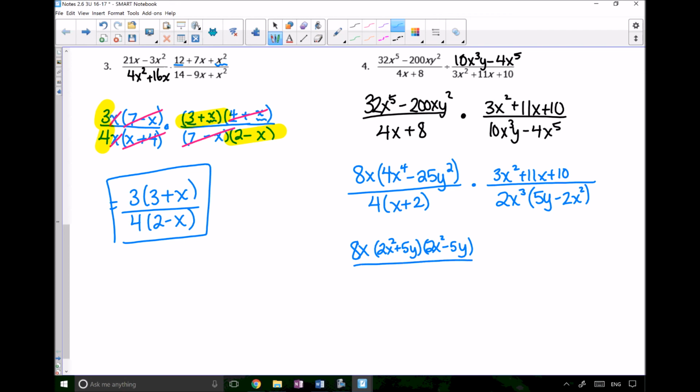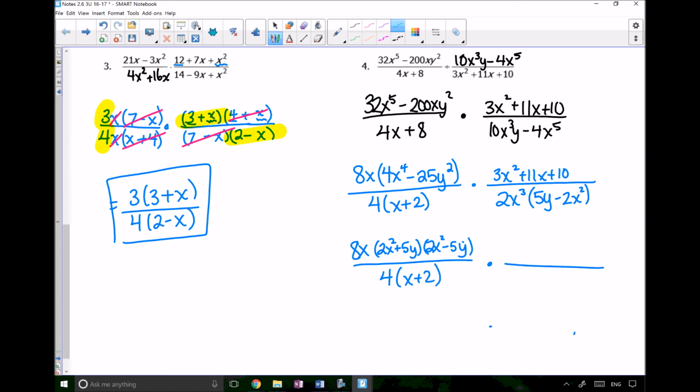Looking at what I have here, I can't really factor my first term any further. I can't factor my second term any further, and I can't factor my third term any further. So I factored completely. I'm going to copy down the 4 times x plus 2 because this is also factored completely.